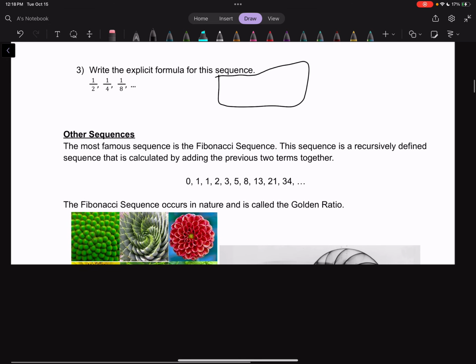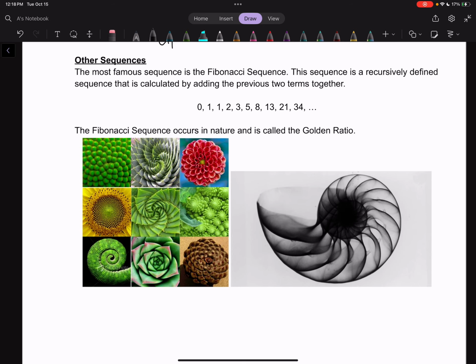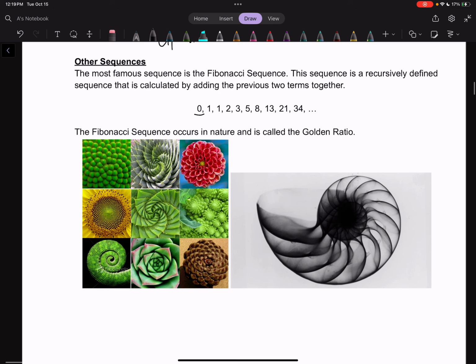Okay, we are done. I do want to point out some other sequences, which is just Fibonacci. If you take the previous 2 terms, you can add them to get the next one. I think it's pretty fascinating. There it is. So 0 plus 1 is 1, 1 plus 1 is 2, 1 plus 2 is 3, 2 plus 3 is 5, 3 plus 5 is 8, 8 plus 5 is 13, and we're doing that forever.